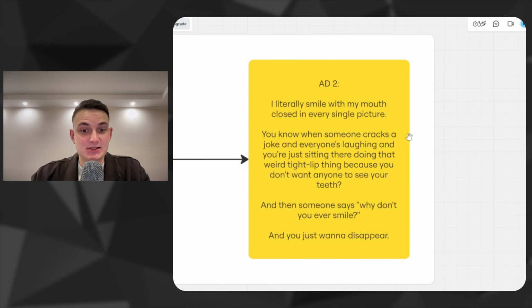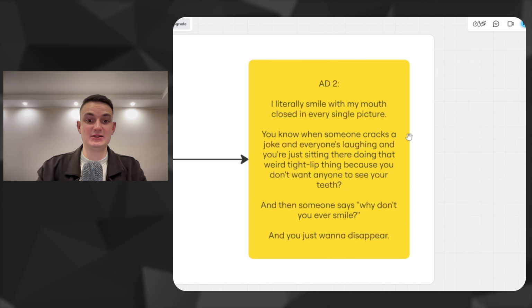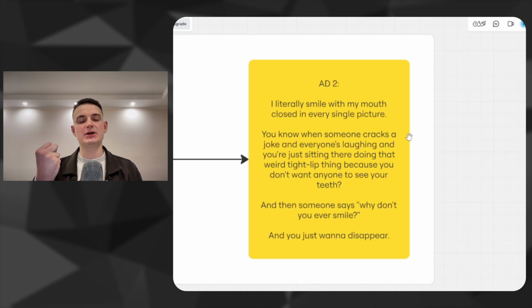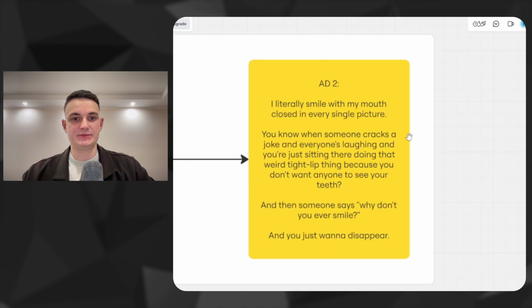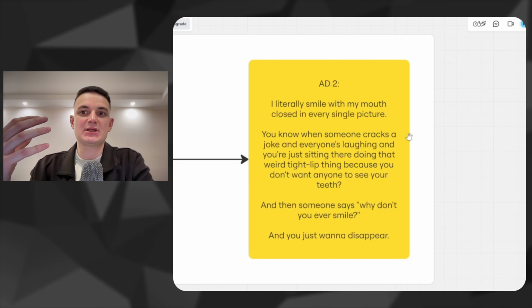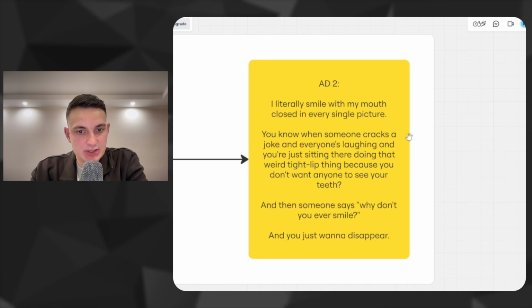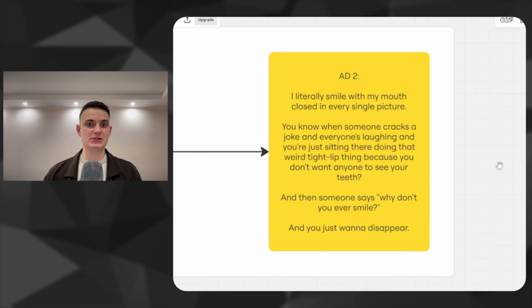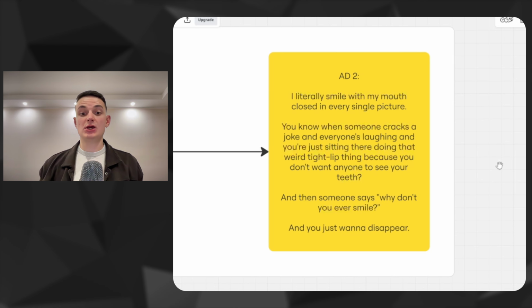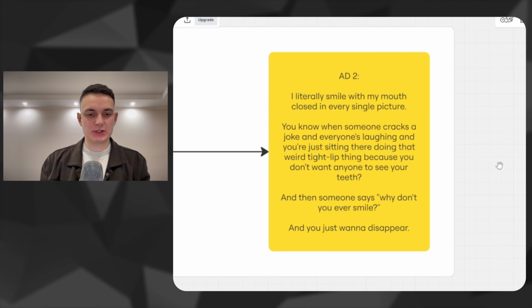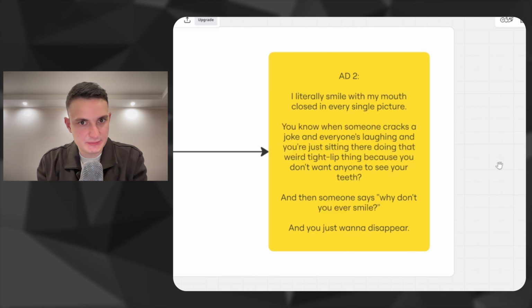And then someone says, "Why don't you ever smile?" And you just want to disappear. So this is the real life experience. This is something that people are experiencing every day. So after you twist the knife this much, you just want to present your solution. Here is our solution. This might be able to help you.